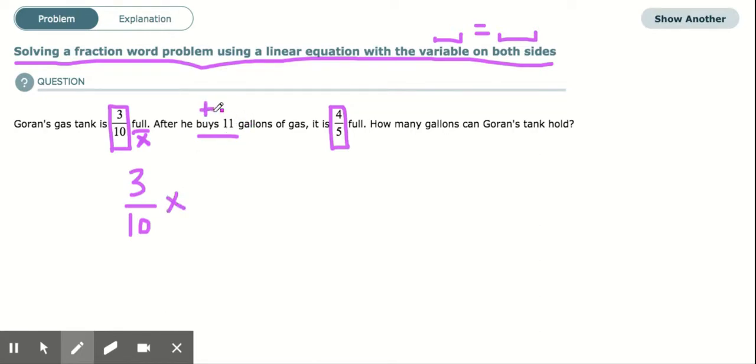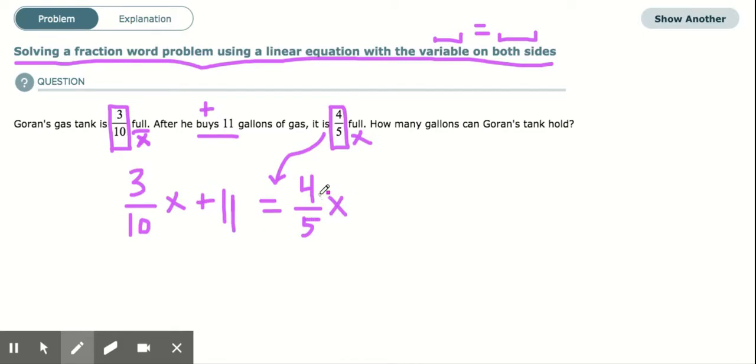Buys means you're adding. So if it said after he uses 11 gallons, you would be subtracting. And it is now is our equal sign. And then 4/5 full. Remember, whenever we see full, that means like of his tank. So that would be our x value. Full is x. So 3/10 x plus 11 would be 4/5 x.